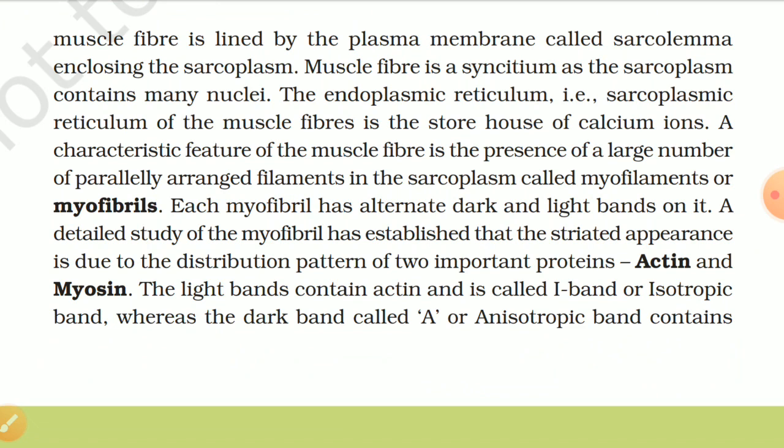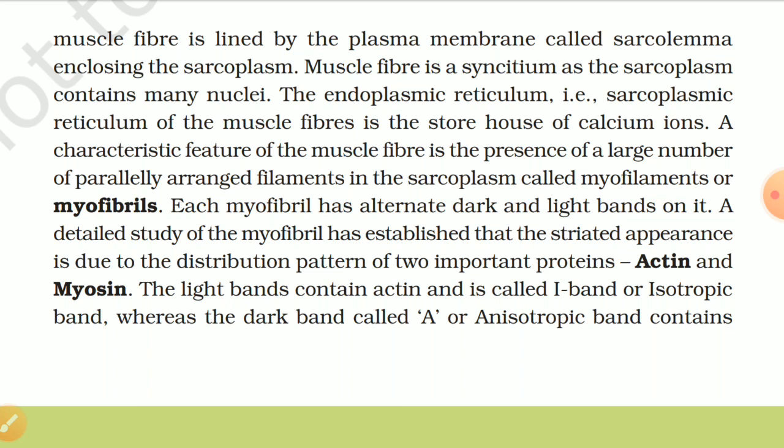The endoplasmic reticulum, that is the sarcoplasmic reticulum of the muscle fiber, is the storehouse of calcium ions. A characteristic feature of the muscle fiber is the presence of a large number of parallelly arranged filaments in the sarcoplasm called myofilaments or myofibrils. Each myofibril has alternate dark and light bands on it. A detailed study of the myofibril has established that the striated appearance is due to the distribution pattern of two important proteins, actin and myosin.